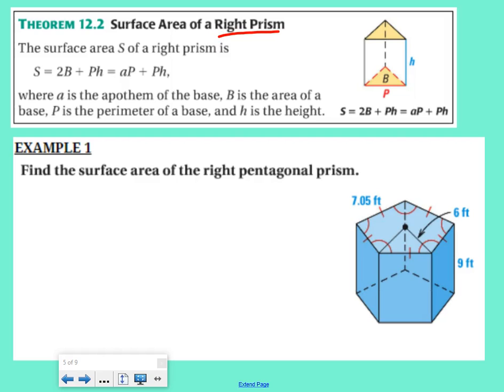The surface area S of a right prism is S equals 2B plus pH, or you can say AP plus pH, where A is the apothem of the base, B is the area of a base, P is the perimeter of a base, and H is the height. All right, so remember that apothem is the height of one of those triangles. So if you look down here at that example on the base, they make the triangle, and then the apothem would be the height, okay?